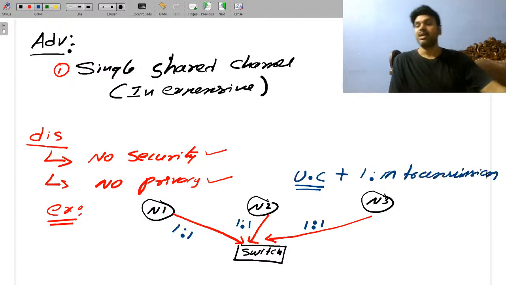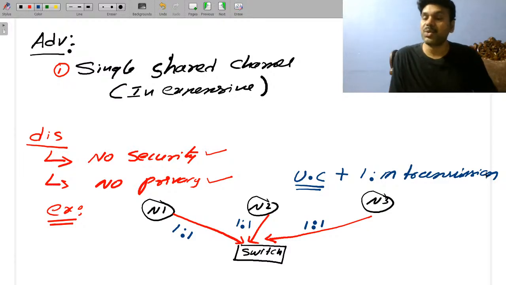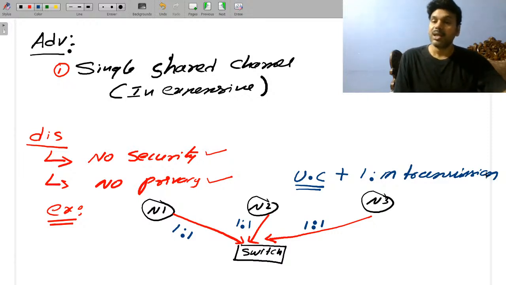Please understand. When we are talking about broadcasting, don't say that it is always 1:many communication. The concept of broadcasting says that your channel is supposed to be shared by multiple persons. If the channel is not shared, it is 1:1 communication, no doubt. If your channel is shared, it is going to be 1:many communication.